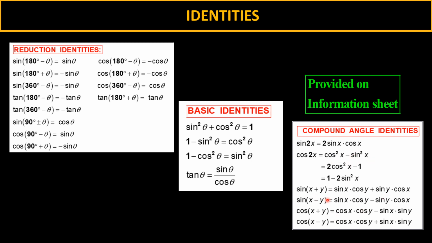And then we've got sine of the sum of two angles, sine of the difference of two angles, cosine of the sum of two angles, and cosine of the difference of two angles, with the relevant expansions there.